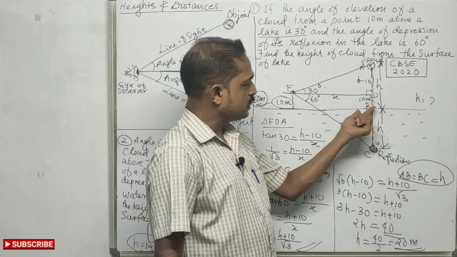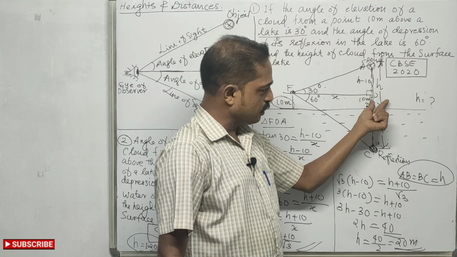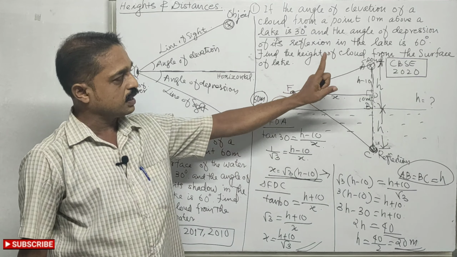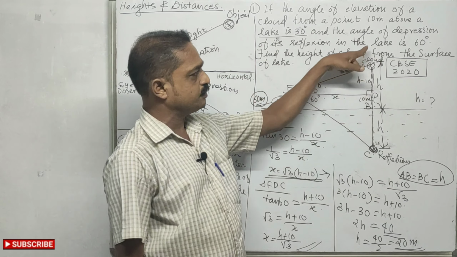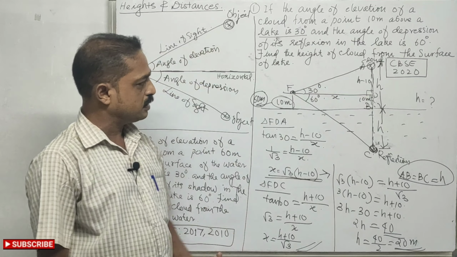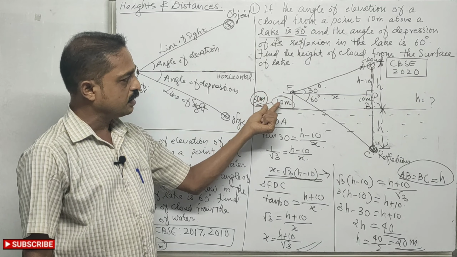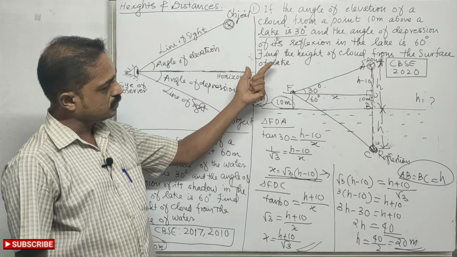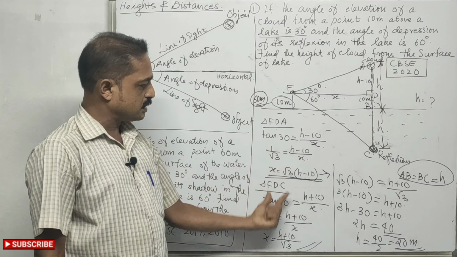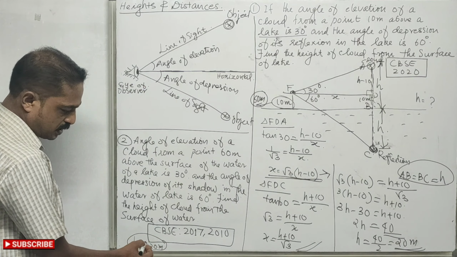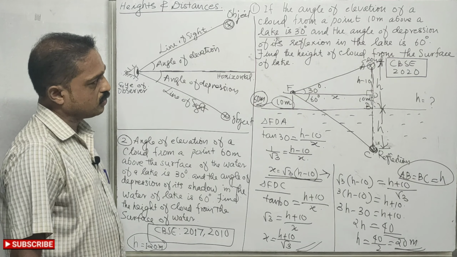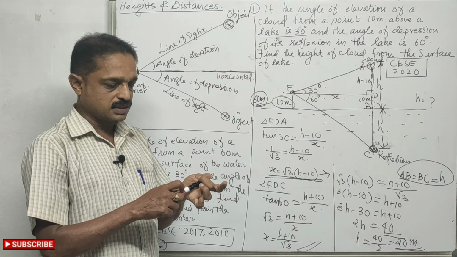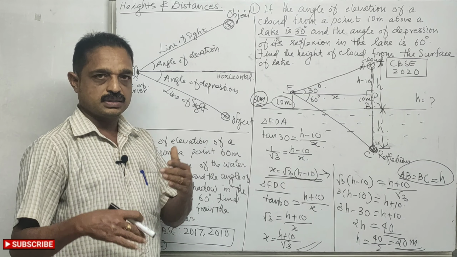You are required to find out, this is the surface of the water, the height of the cloud from the surface of the water. That means you can use the same figure. See, all these measures are same except this one. Here instead of 10 meter, it is given as 60 meter. So you just proceed as in the previous problem. You will get H is equal to 120 meter. The height of the cloud above the surface of the lake is 120 meter. See, actually this type of question has been asked many times before. So let us go to the next problem.